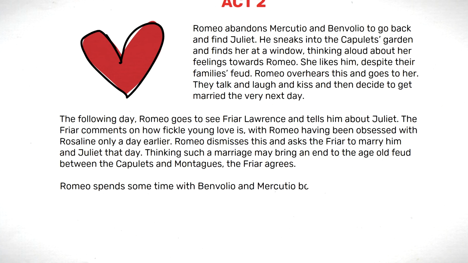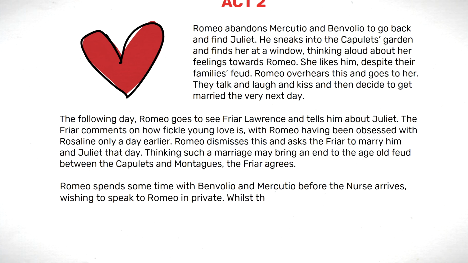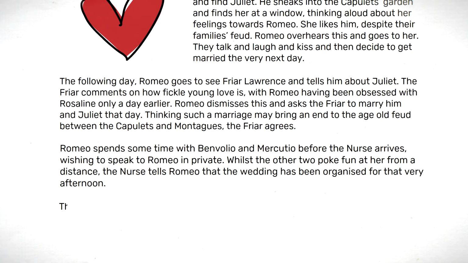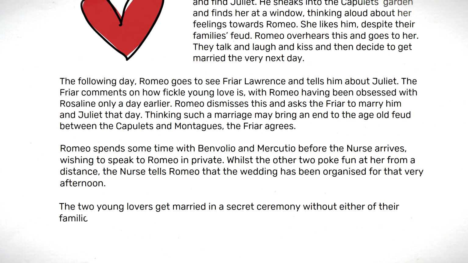Romeo spends some time with Benvolio and Mercutio before the nurse arrives, wishing to speak to Romeo in private. Whilst the other two poke fun at her from a distance, the nurse tells Romeo that the wedding has been organised for that very afternoon. The two young lovers get married in a secret ceremony, without either of their families knowing.